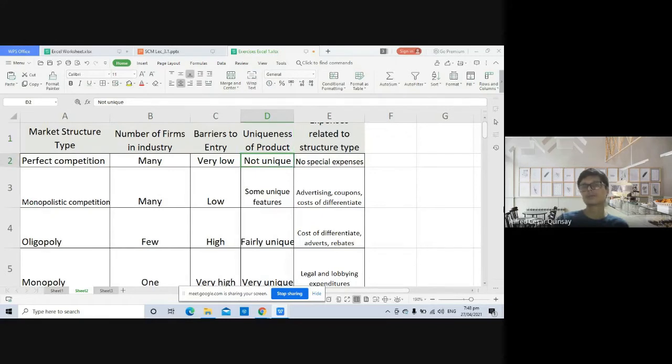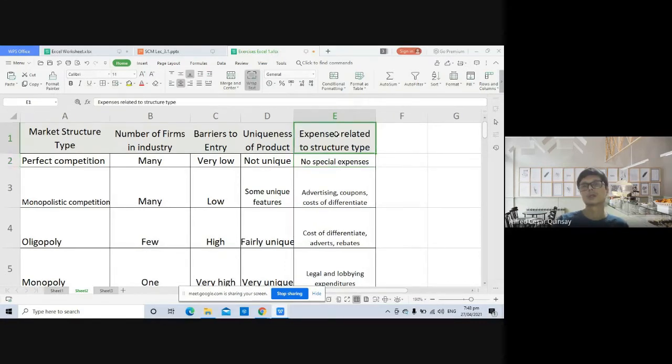Uniqueness of the product, not unique. Tapos yung expenses related to structure type, no special expenses. So ito yung mga kumbaga business idea na medyo high risk, ika nga. Dito naman tayo sa next, yung monopolistic competition.